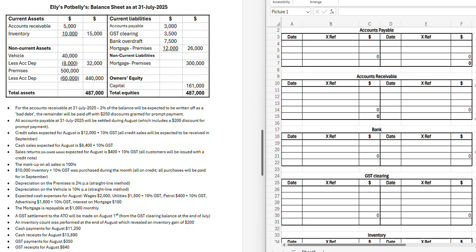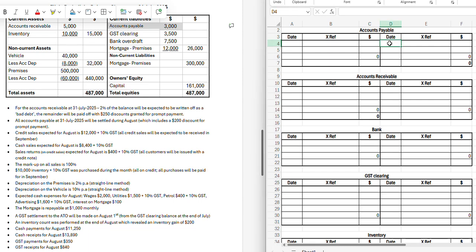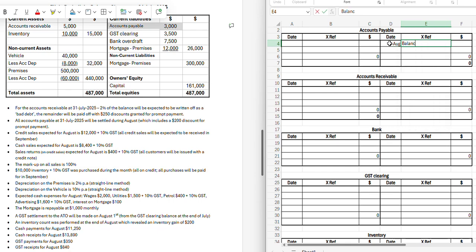So step one, we're going to work with our opening balance for our accounts payable. So accounts payable is a liability. It's on the credit side here of our balance sheet on the left. So we're going to record our opening balance on the credit side of our GL. 1st of August. Balance 3K.